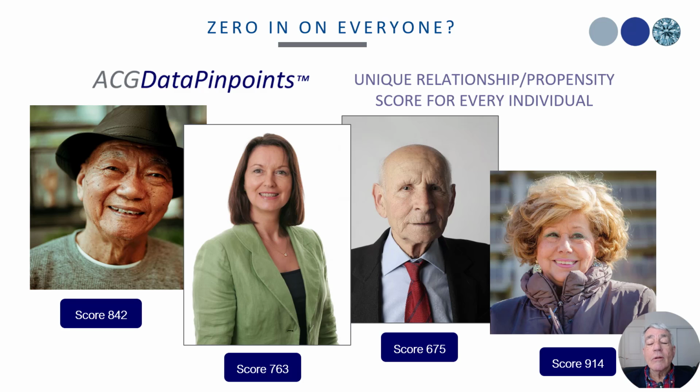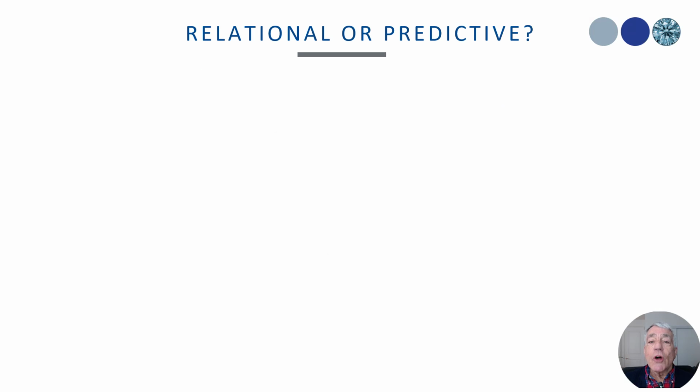The top score, 914, that person deserves to be approached one-to-one. One of your most senior fundraisers is going to go and talk to that person. Because that likelihood of that score is probably around 70 to 73% likelihood of a gift if approached the right way, one-to-one. Getting a unique score for every individual translates into, what do you do with this individual or these groups of individuals? Is it relational or predictive?